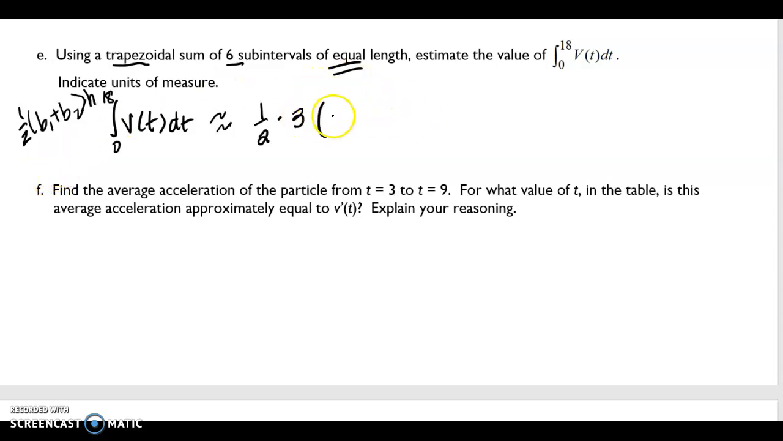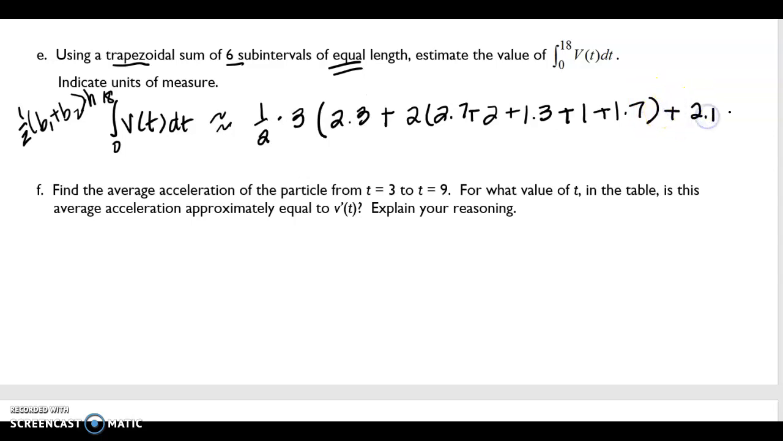And so I'm going to write it out like this. 2.3 plus 2 times 2.7 plus 2 plus 1.3 plus 1 plus 1.7 plus just a 2.1 at the end. And if you have questions about how we did that, you can look back at our 4.6 notes and remember how we did that with trapezoids only if they have subintervals of equal length. When I simplify that, I should get 32.7 meters. You should also notice this is the average of the left and the right sums. So if you took the average of B and C, you would get 32.7.